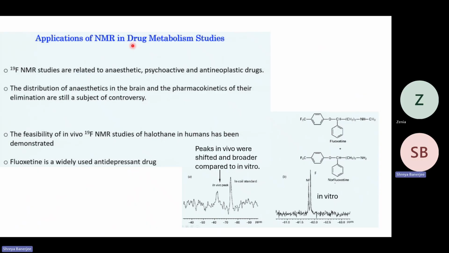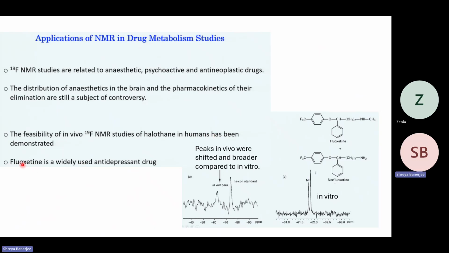Now the application of NMR in drug metabolism studies. 19F NMR studies are related to anesthetic, psychoactive, and anti-neoplastic drugs. So we have seen 19F is found in a lot of drugs. So these are some examples of those drugs. The distribution of this anesthetic in the brain and their pharmacokinetics of elimination are still a subject of controversy. It has not been fully elucidated so far. The feasibility of in vivo 19F NMR studies of halothane in humans has been demonstrated.